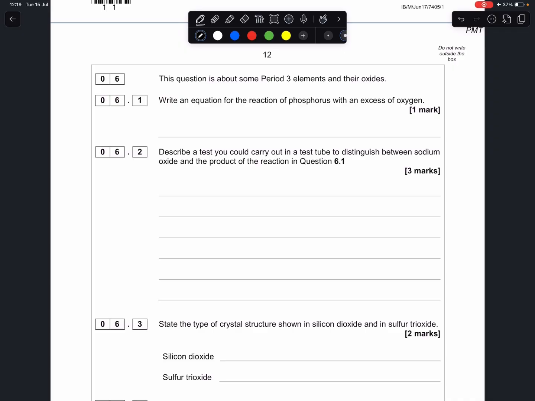This question is about some period 3 elements and their oxides. Write an equation for the reaction of phosphorus with an excess of oxygen. So you can either write it as just pure phosphorus, or what I do is P4, and we're adding it with an excess of oxygen. So let's add the oxygen, and unfortunately this is just the one that you need to remember, and you form P4O10. That is the oxide of phosphorus that you need to remember from the topic period 3 and their oxides.